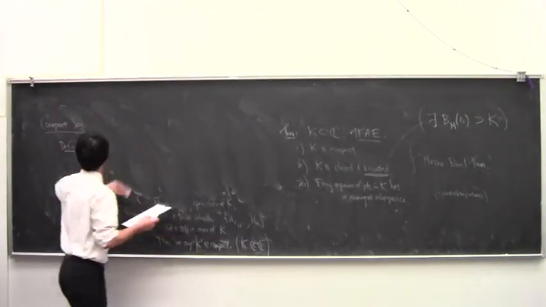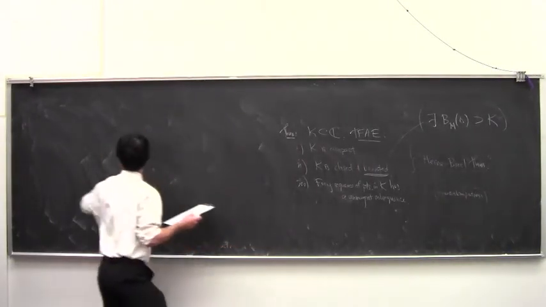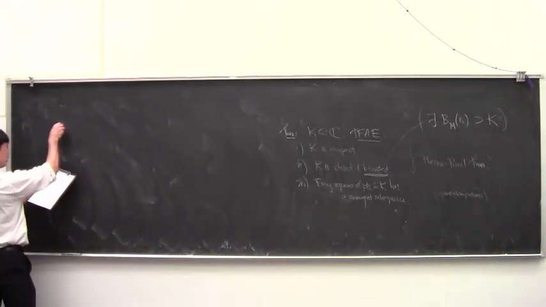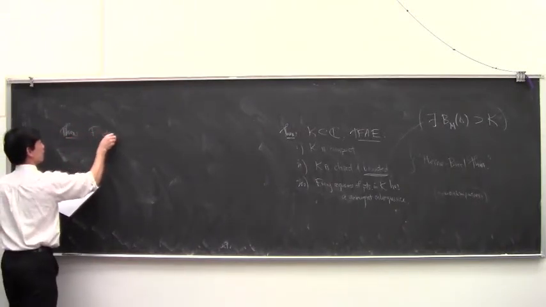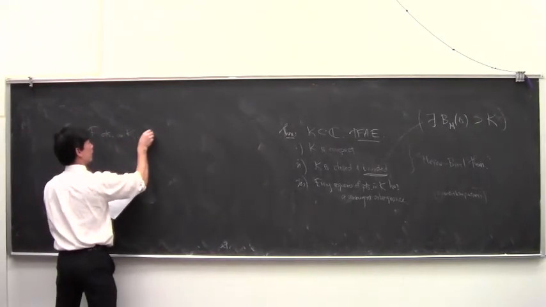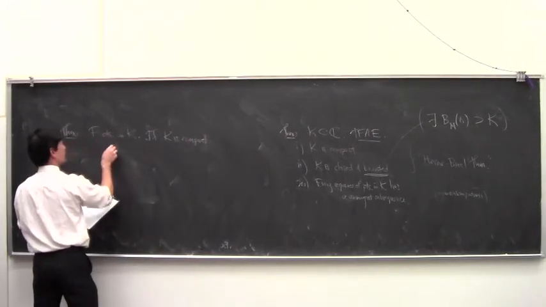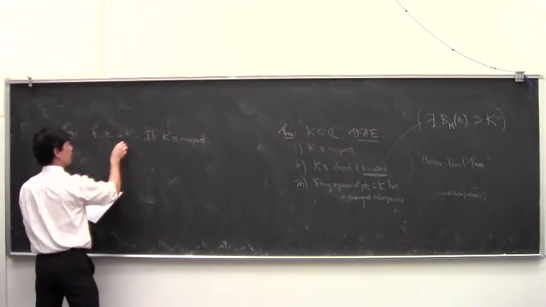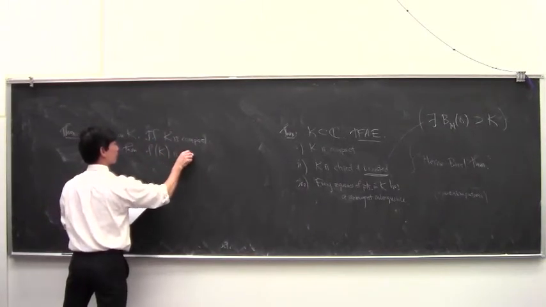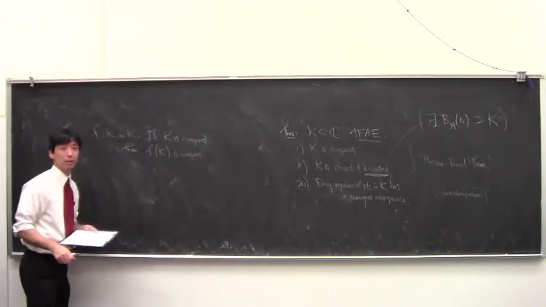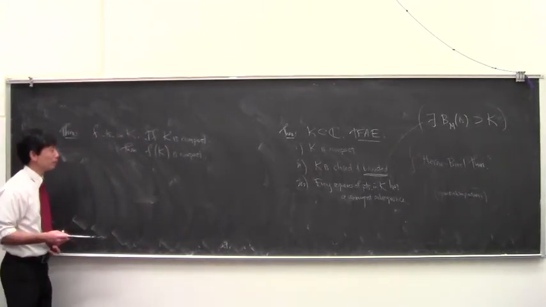Let's see if we can get one more important result in. If F is continuous on K, and K is compact, then F of K is compact also. So the continuous image of a compact set is still going to be compact.